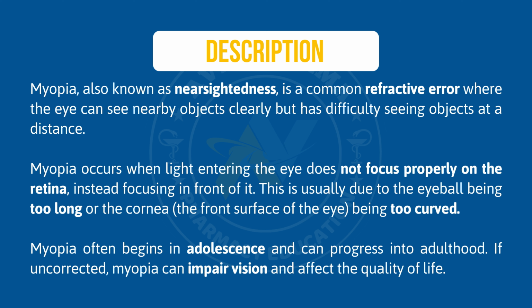This is usually due to the eyeball being too long or the cornea, the front surface of the eye, being too curved. Myopia often begins in adolescence and can progress into adulthood. If uncorrected, myopia can impair vision and affect the quality of life.